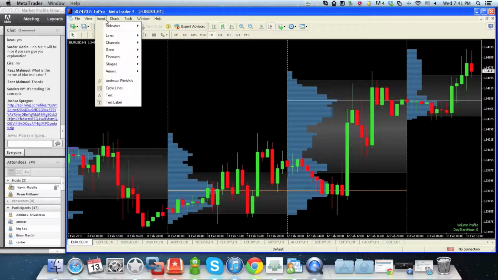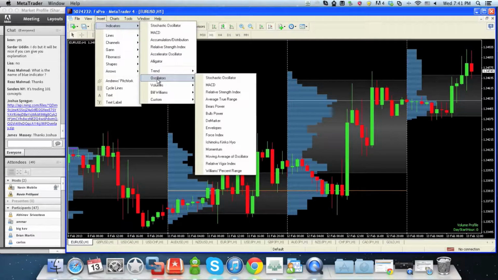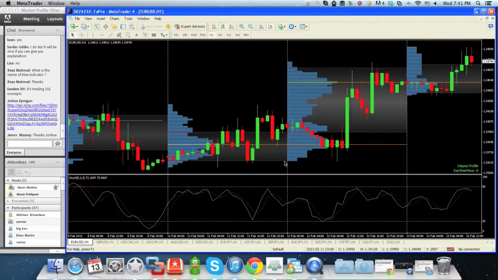How you get stochastics on your screen is you go to Insert, Indicators, and Oscillators. When you go here, you'll see stochastics in your list. I choose the standard settings: %K at 5, slowing 3, and %D at 3. Just click OK, and I have this nice little thing on my screen.